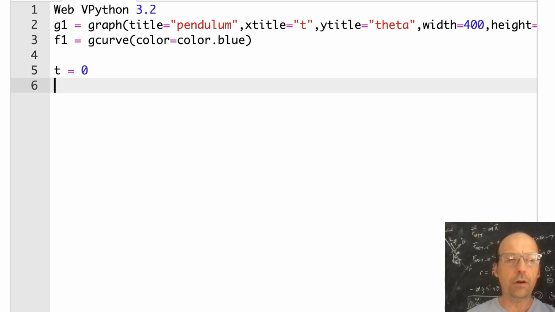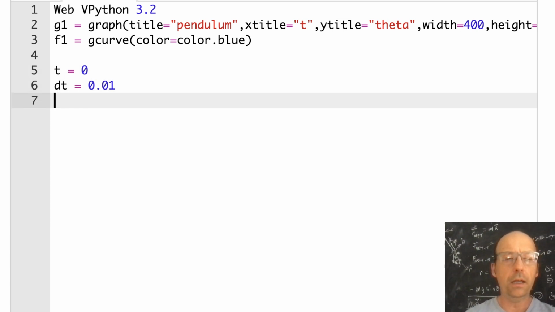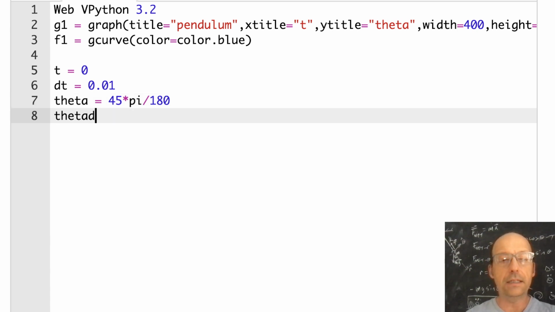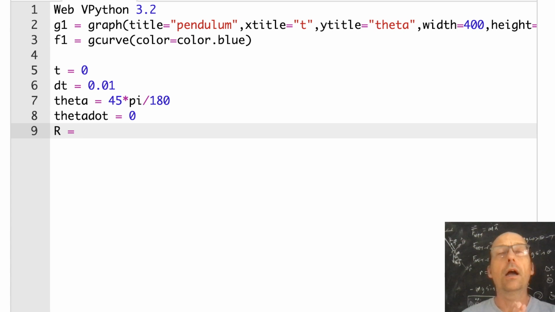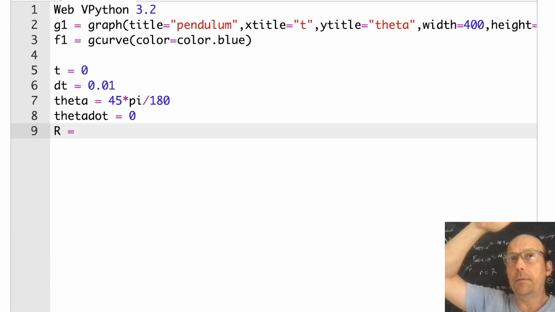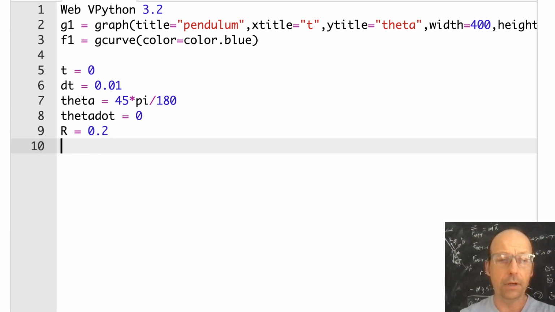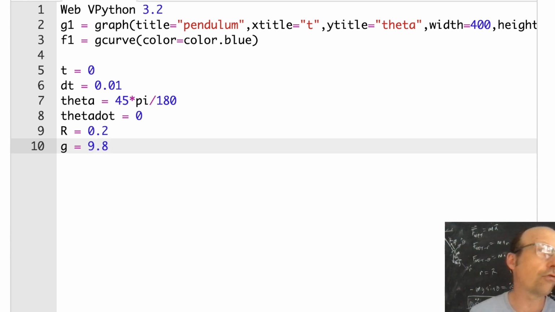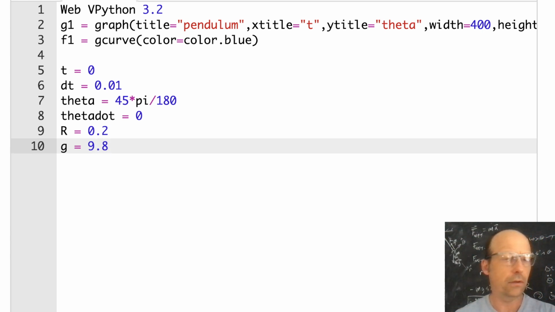So t is 0, dt is 0.01. Theta, let's start theta out at 45 degrees. So it's 45 times pi over 180. I'm converting to radians. Theta dot is my initial velocity. Let's say that starts from 0. And then r, if I had a pendulum, it'd be 0.2 meters. So I'm just going to put 0.2. And then g is 9.8. So I've already included g in the direction, the y-hat direction, so don't put negative g.